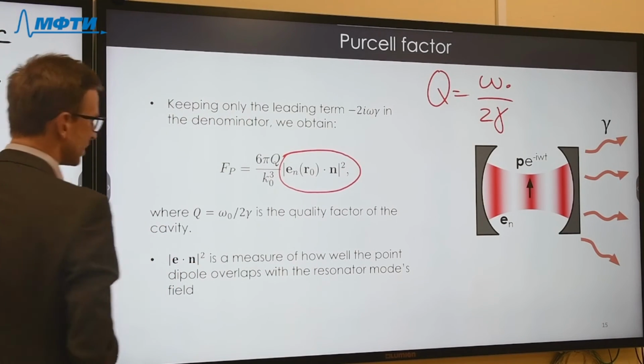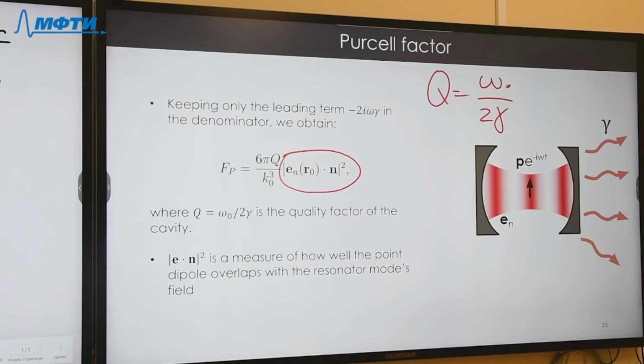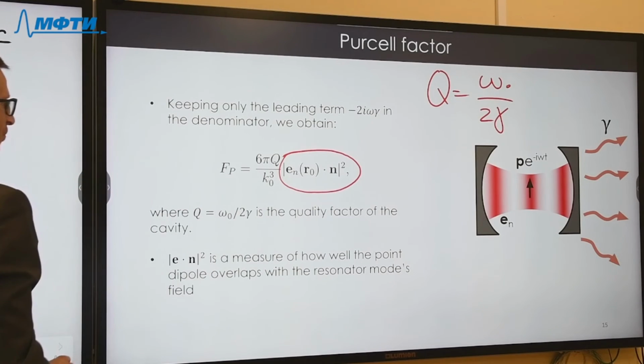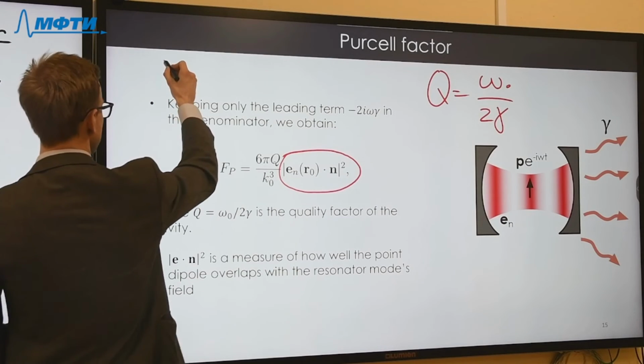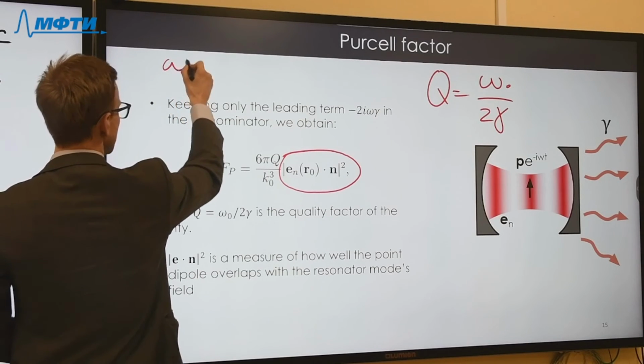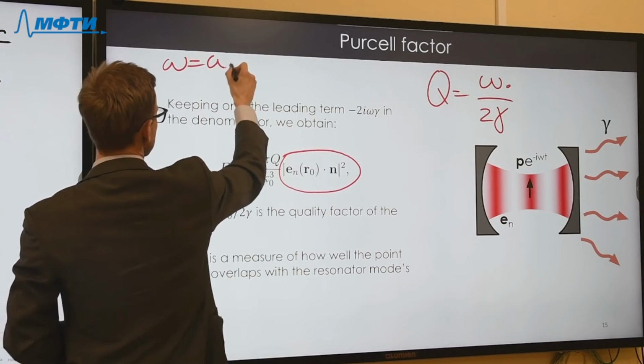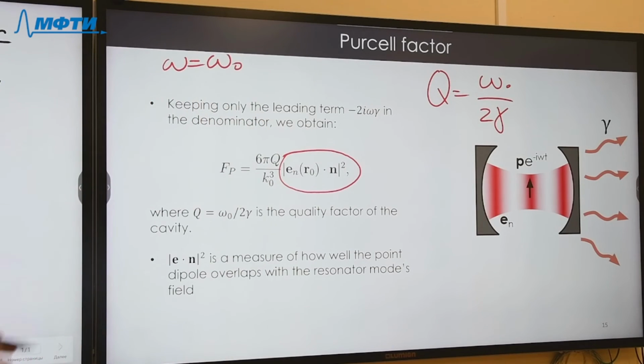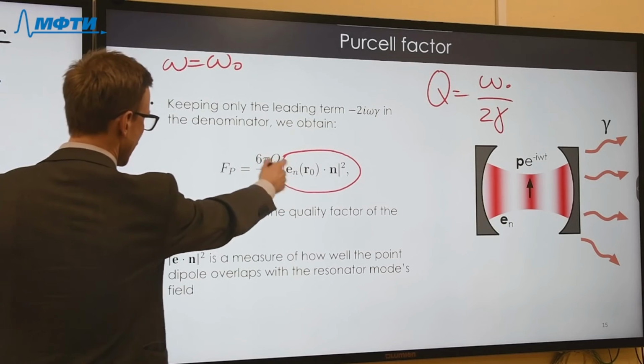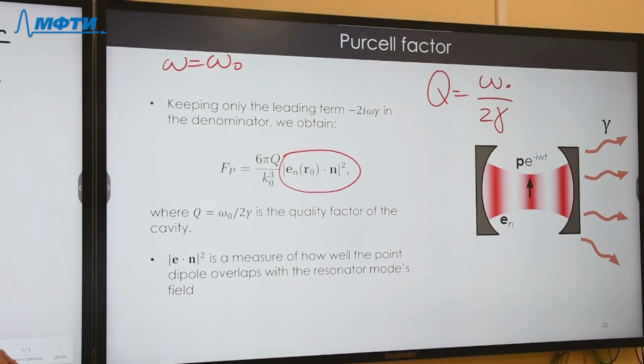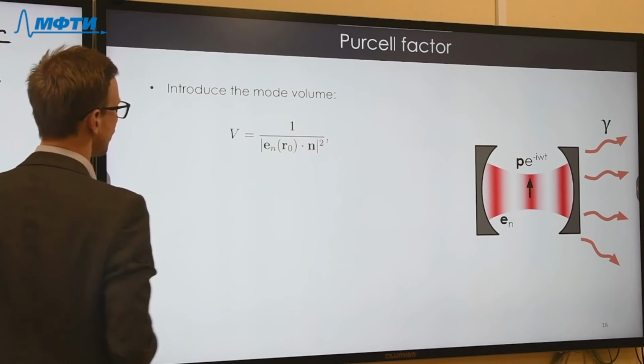Now we can do one final step. And by the way, I forgot to mention that this is calculated for the resonant situation. Thus, the frequency of the dipole, omega, equals the resonant frequency of the cavity. So the dipole is on resonance with the cavity mode. We didn't have to assume this. The expression would have been slightly more complicated. There would be a Lorentzian term in the denominator, but this leads to the simplest result that is practically very common.